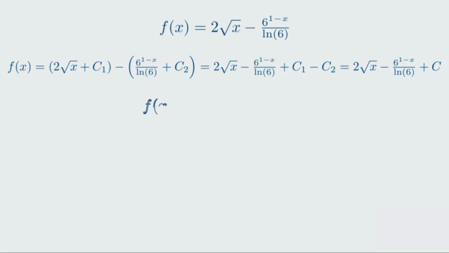So our general solution for the function f of x is 2 root x minus 6 to the 1 minus x over the natural log of 6 plus c. This c is an unknown constant. Our last step is to find the value of this constant c. This is where we use the initial condition that was given.